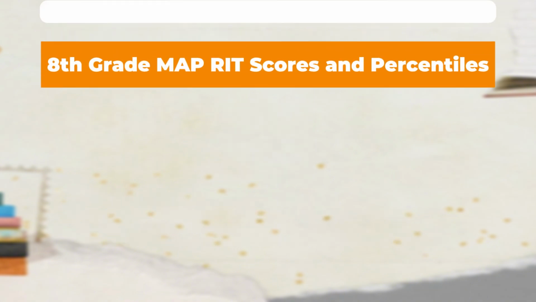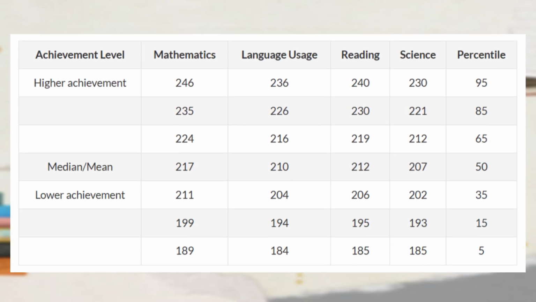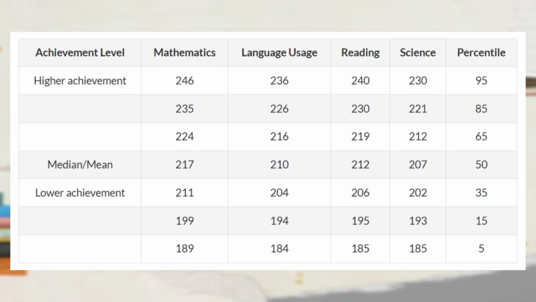Now, let's look at the 8th grade MAP RIT score table. This table shows RIT scores and percentiles for mathematics, language usage, reading, and science, based on NWEA's most updated documents. Let's explain how to read the table. A RIT score gives a picture of your child's academic level. It helps show the level of questions your child is likely ready to work on. The percentile shows how your child's score compares with other students in the same grade.